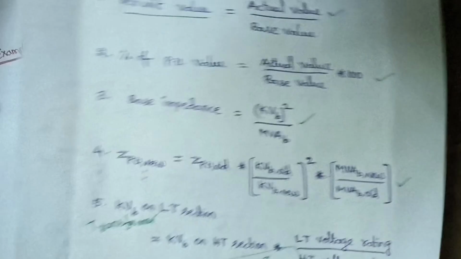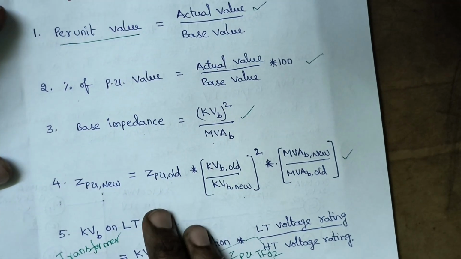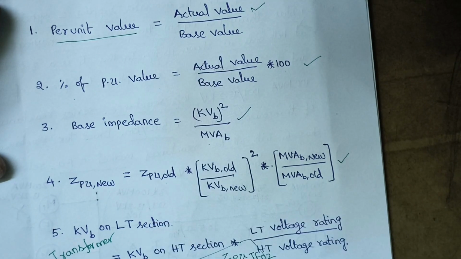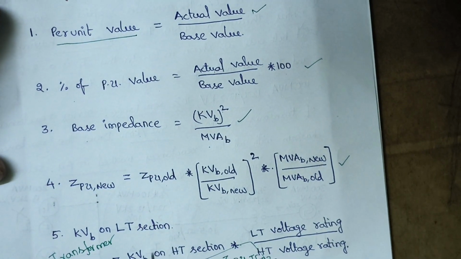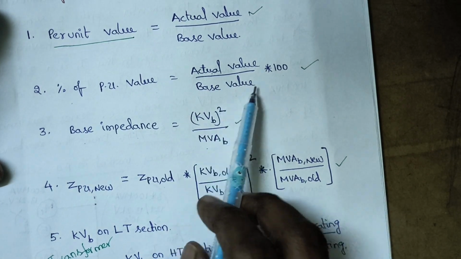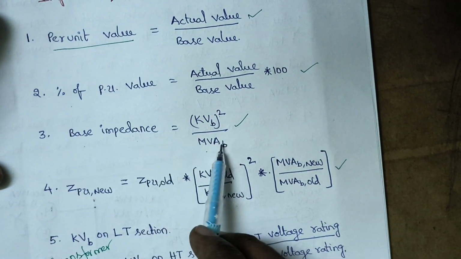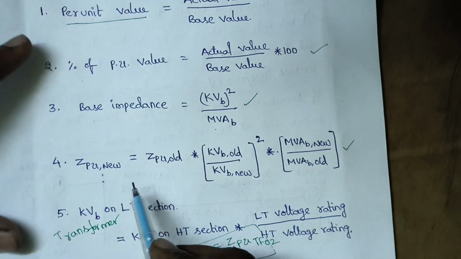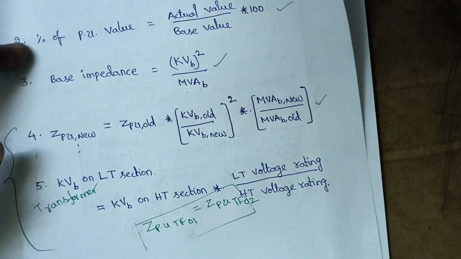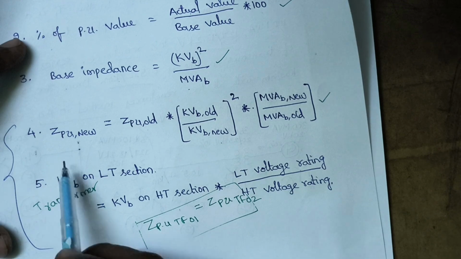As we know these formulas: the per unit value is equal to actual value by base value, the percentage of per unit value is equal to actual value by base value into 100, and base impedance is this. Especially we need these two formulas. Yes, what is this formula?